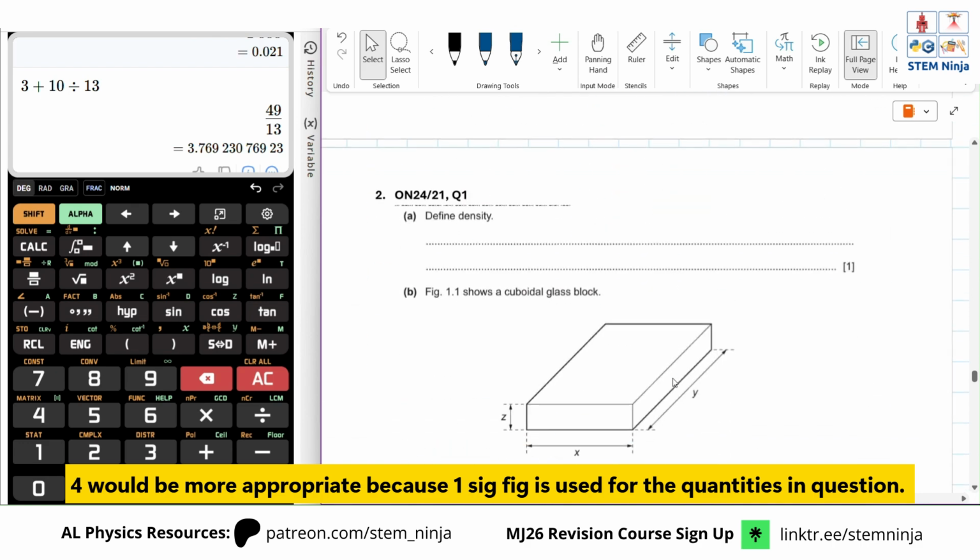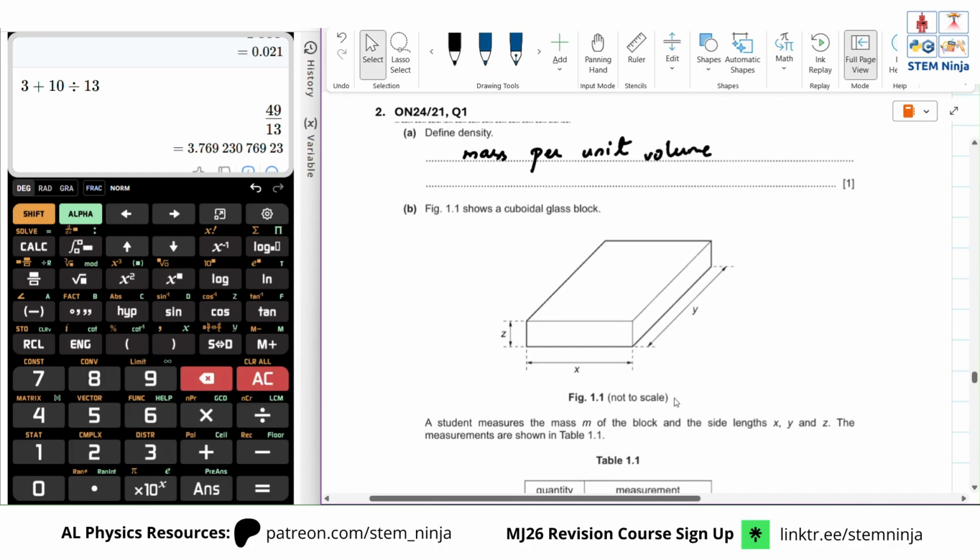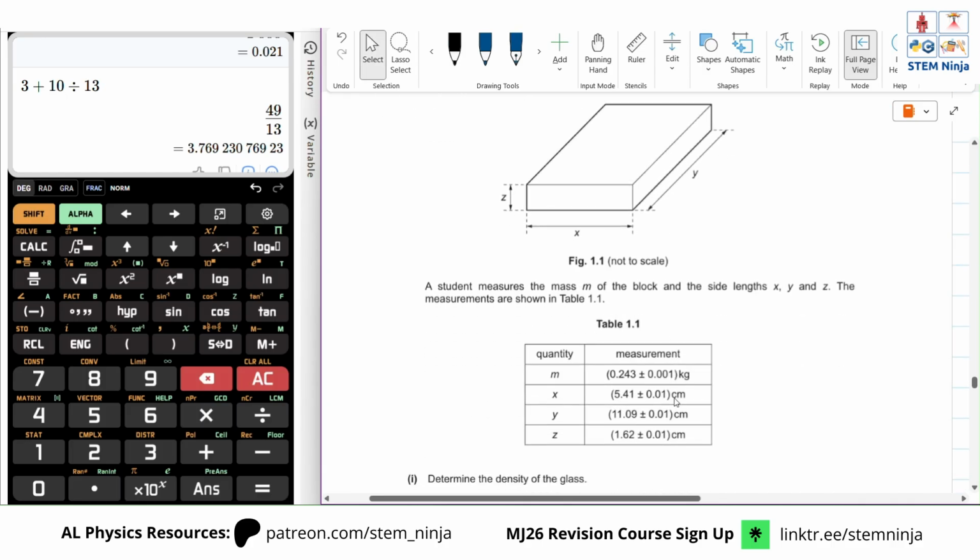Right. Okay. Moving on. Define density. We already know that this is mass per unit volume. Right. Figure 1.1 shows a cuboidal glass block. A student measures the mass m of the block and the side lengths x, y, and z. The measurements are shown in table 1.1.